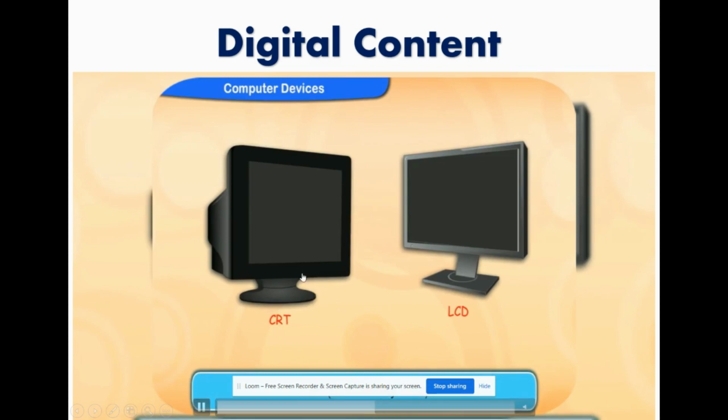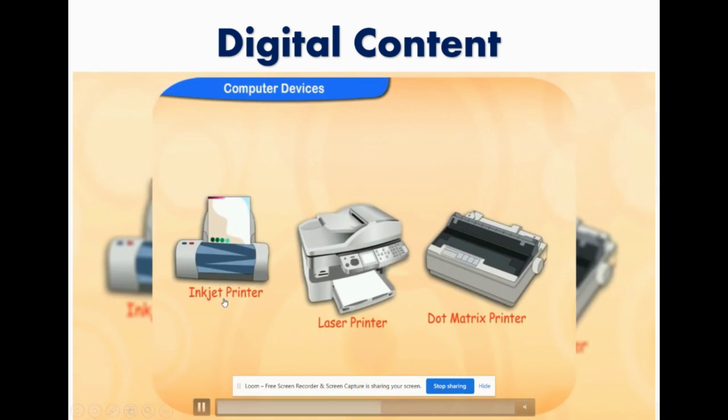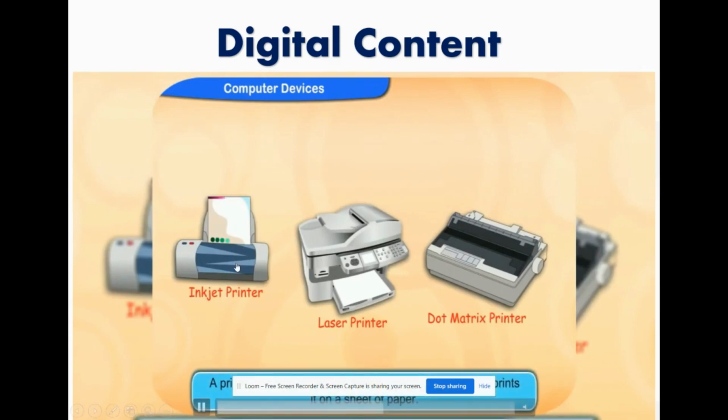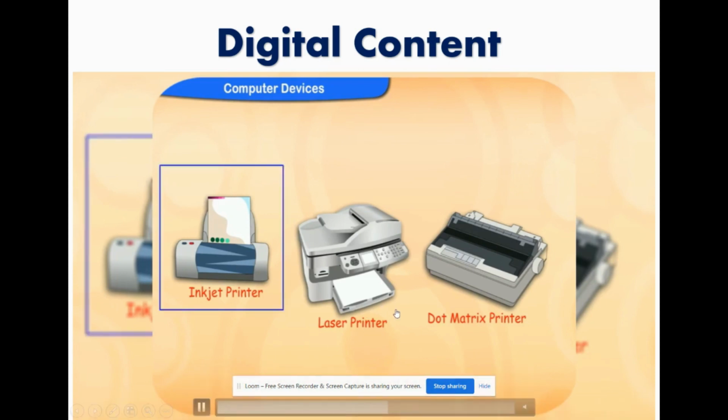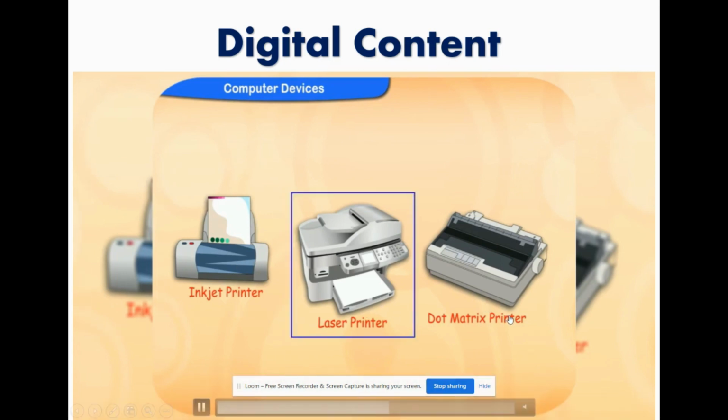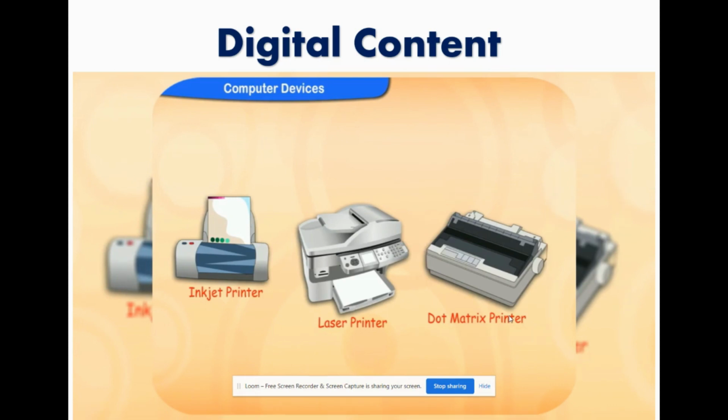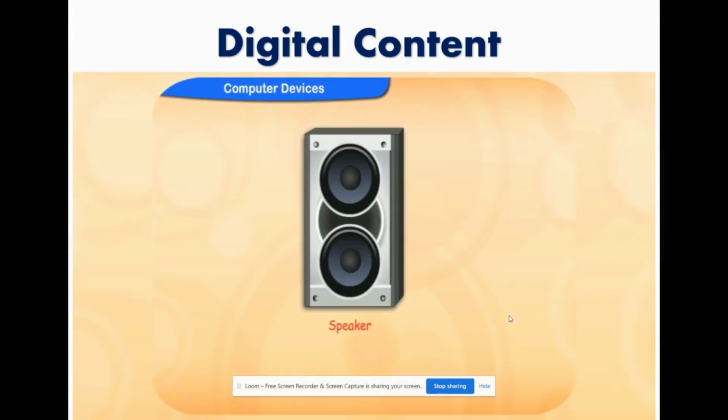Now we come to the output devices. We can see the TVs, formerly cathode ray displays, and now we are using liquid crystal displays, and those are the printers. They are output devices. We get the printout using some printing types: inkjet printer, laser printer, dot matrix printer. We use paper and get the printout through the printing machine.